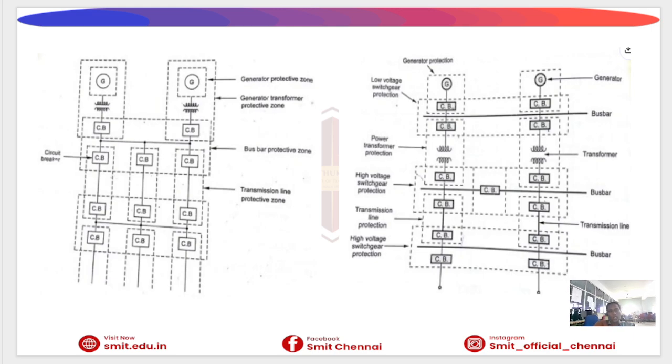This is the diagram of protection zones. The components generator, transmission lines, then transformers are connected. These are separated into zones by using relays and circuit breakers.